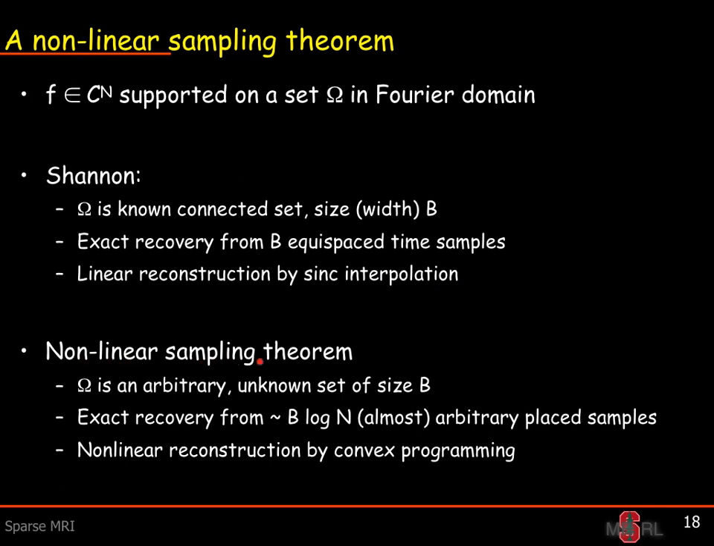Alternatively, now we have this nonlinear sampling theorem where omega can be an arbitrary unknown set of size b, okay? And we can make an exact recovery from about b times log n almost arbitrarily placed samples of the signal, and then we can recover the signal exactly by nonlinear reconstruction using convex programming.